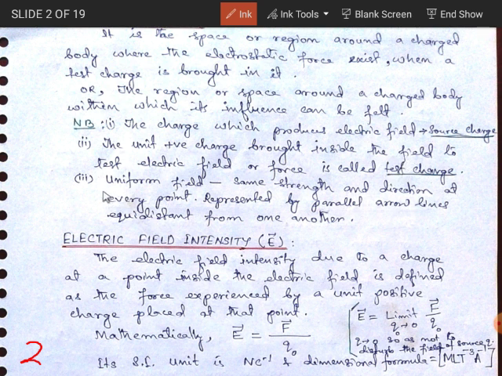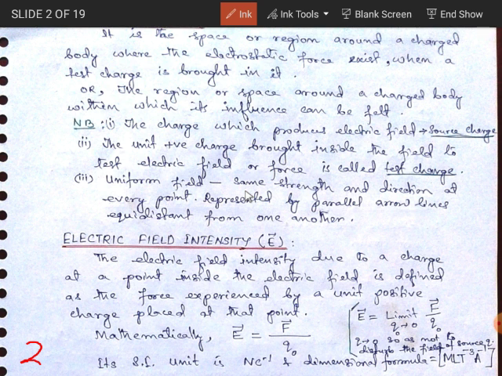Number 3, uniform field. Uniform field means what? Same strength and direction at every point must be there. So when I say uniform field, that means at every point it will have the same strength.